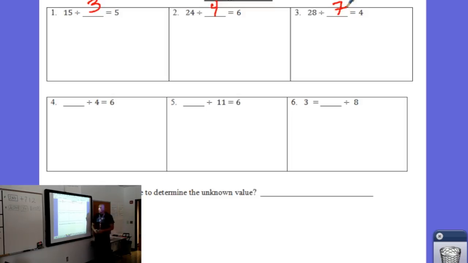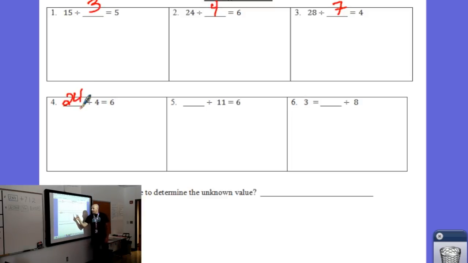So now, what we're going to do on 4 and 5, we're going to switch where the unknown is. Here, in 1 through 3, the unknown was in the second position. Now we're just going to put it in the front. So what number divided by 4 will give us 6? 24. And how'd you do that? Exactly. That's why I said that. Because 6 times 4 is 24.